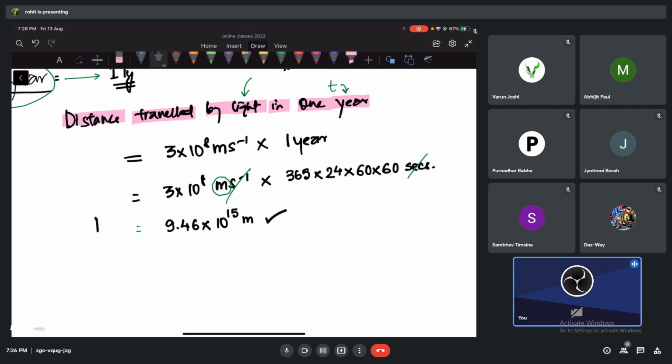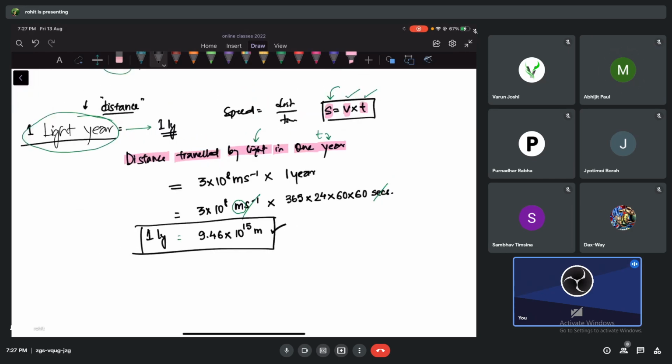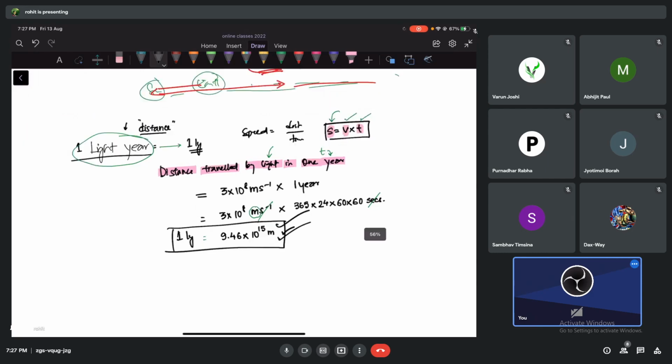This is what is known as 1 light year. This is the amount of distance light will travel in 1 year. It's a very huge distance, you cannot even imagine actually. If you sit on top of light and travel, you will reach so far away in 1 year from us. So it's a very big distance.